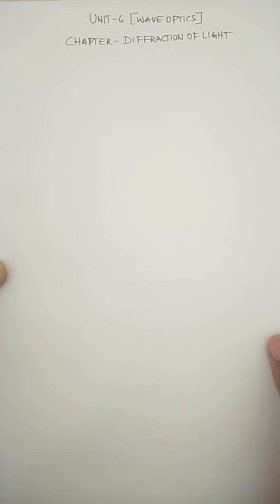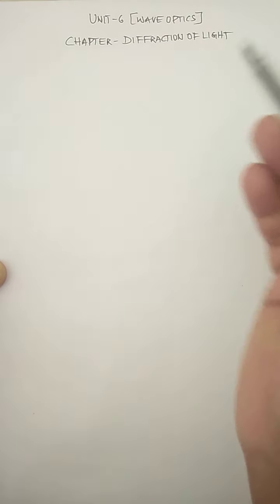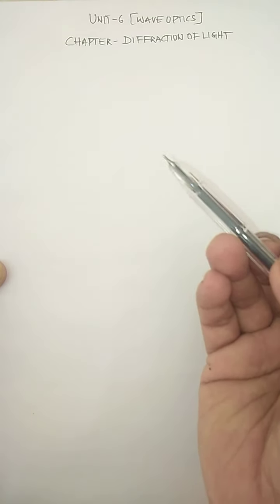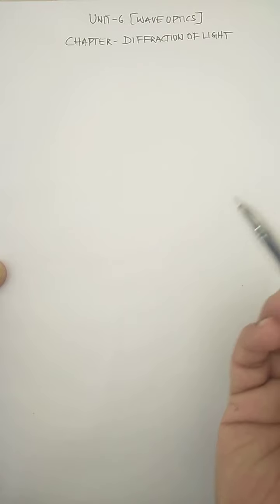Now this is one of the important topics under wave optics, like we did on the chapter called interference of light, which is important. And this is important for your college level also. So the diffraction of light concept is also important for college level.